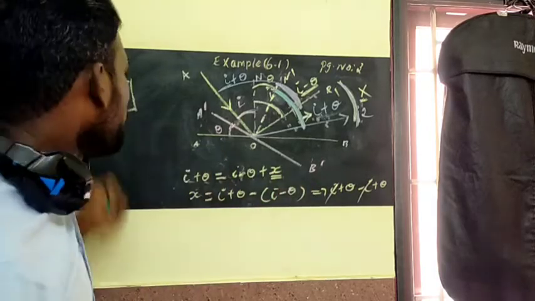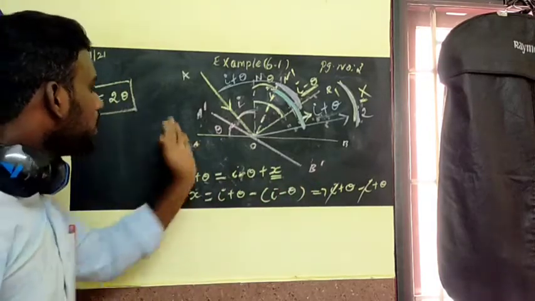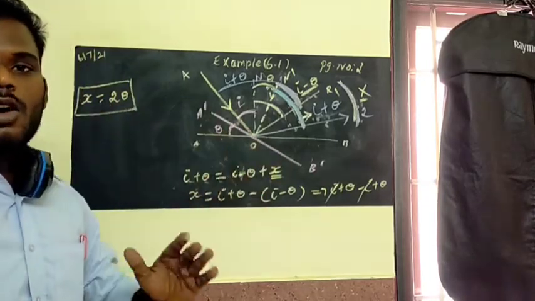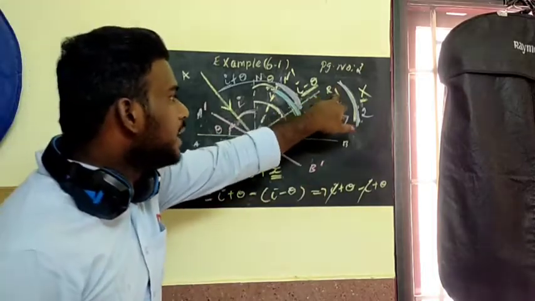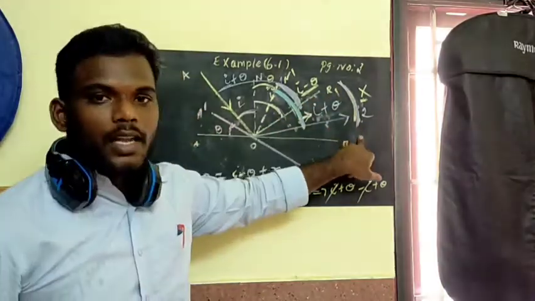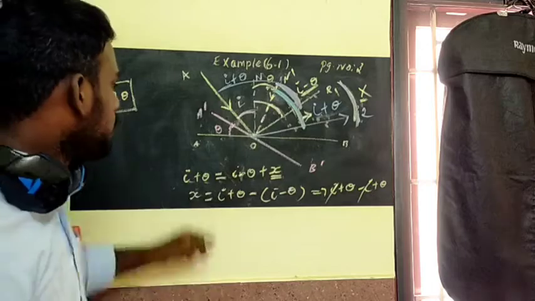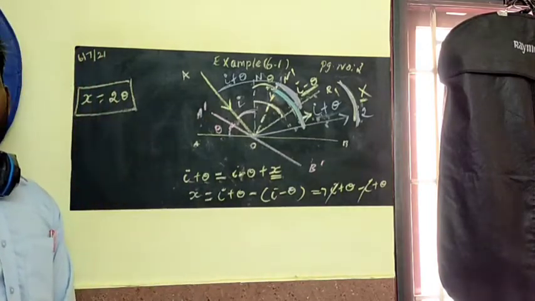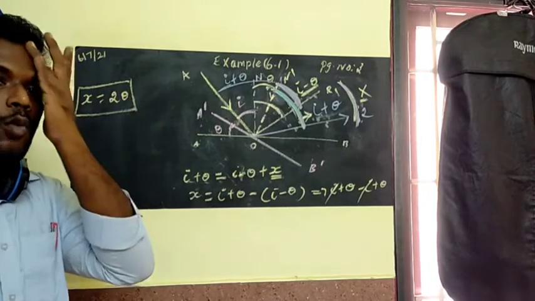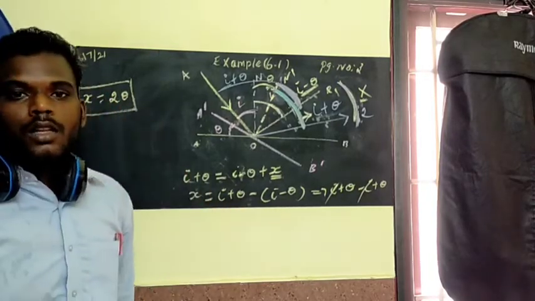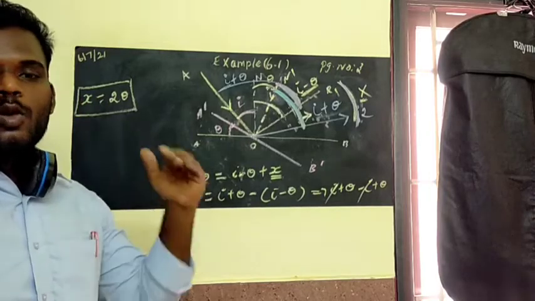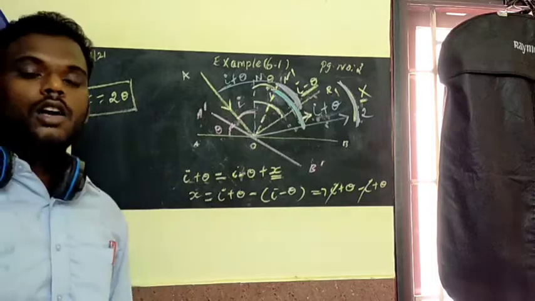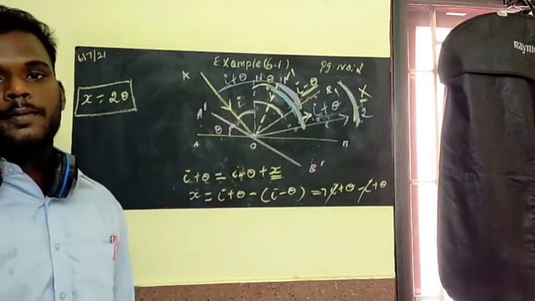Is that clear? So we found that when the mirror is tilted by an angle of theta, the difference between the initial reflected ray and the final reflected ray becomes 2 times the tilting angle, that is X equals 2 theta. Is that clear? So they may ask me any 1 mark or 2 mark question. Please understand this one: when you tilt the mirror by an angle theta, the reflected ray will change by 2 theta. Is that clear?